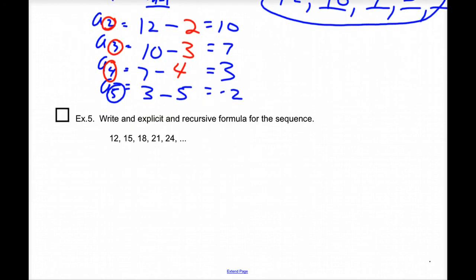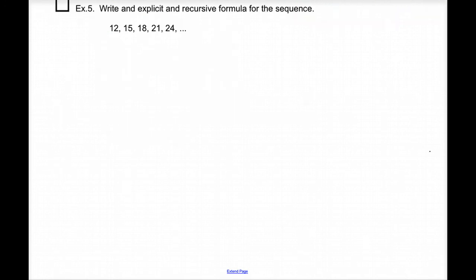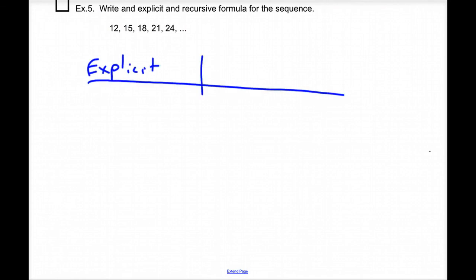Okay, last problem. Here we're actually going to write formulas. We're going to write one that's explicit, and then one that's recursive. And once you get the hang of it, recursive is actually easier than explicit, because with recursive, all you have to do is identify what's going on.